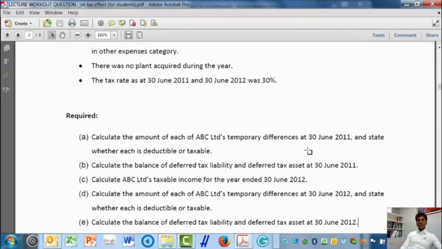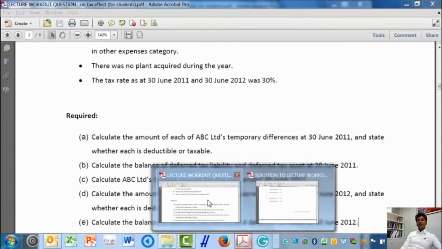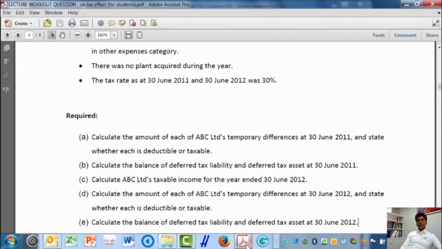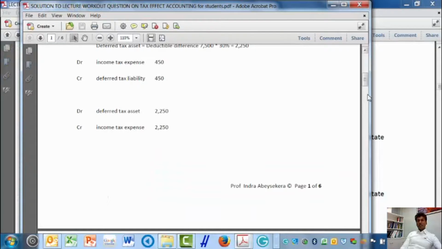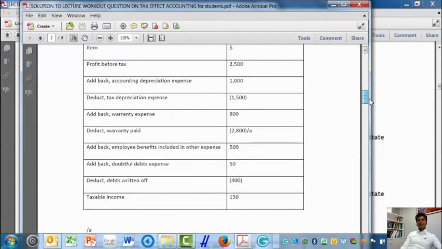Then part C is asking us to calculate ABC Limited's taxable income for the year ended 30th of June 2012. So let's look at the taxable income calculation now. To calculate taxable income, we start with the profit before tax. But then anything that is not deductible, that is not allowed for taxation purposes, we will put back. Anything that is allowed for taxation purposes, we will deduct, if it is an expense, as a tax deduction. If it is assessable income, we will add it. So let's go one by one.